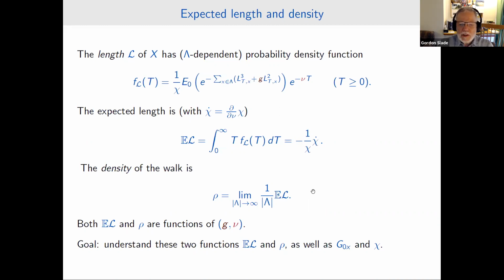So these are also functions of G and nu, because G and nu enter into the density of the length. And our goal in this talk really is to understand how these functions, the expected length, the density, the two-point function, and the susceptibility depend on G and nu.